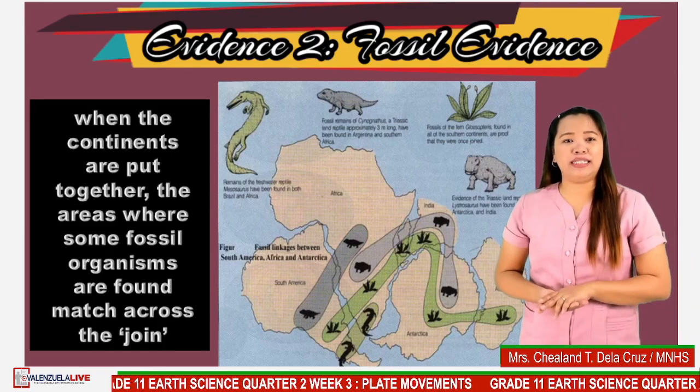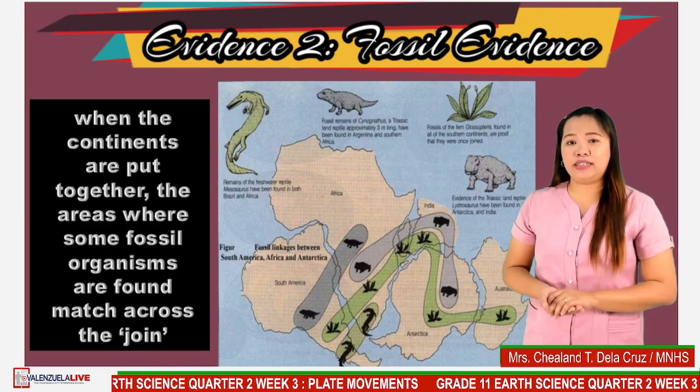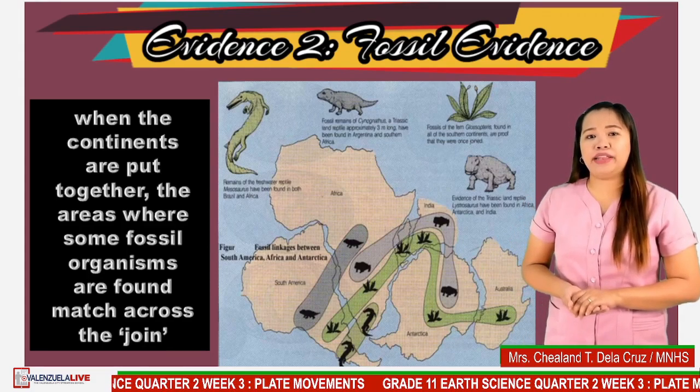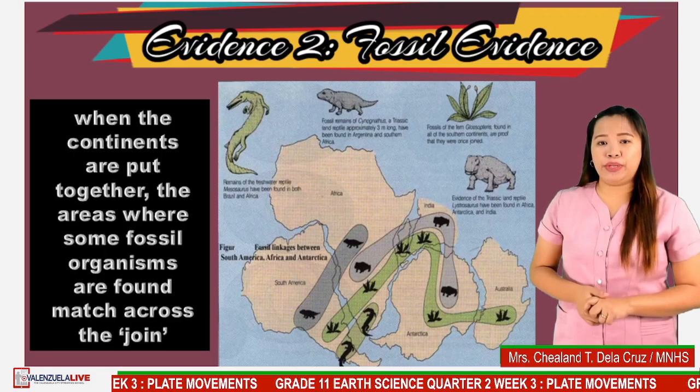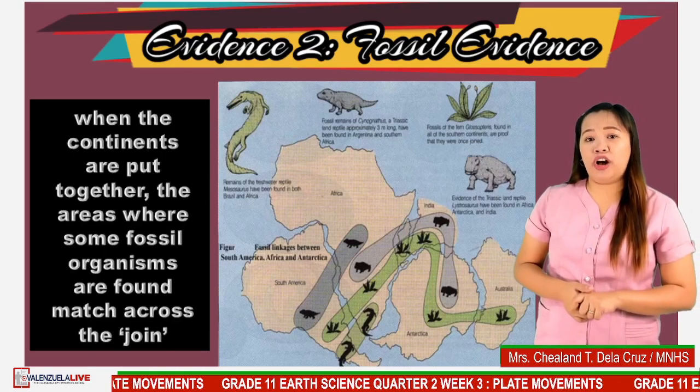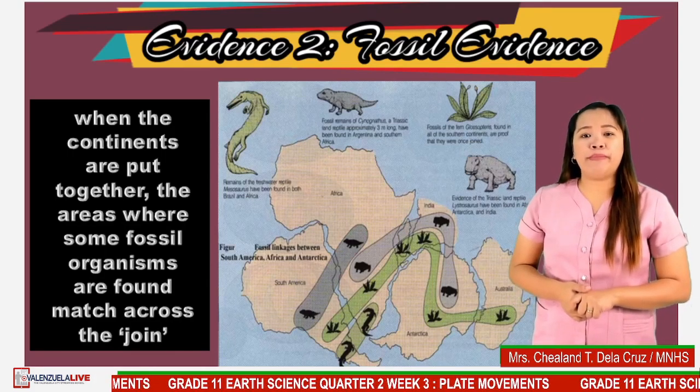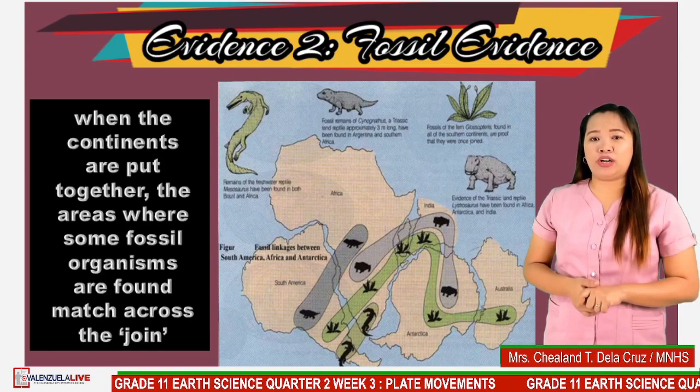According to scientists, this finding suggests that South America and Africa were connected during the early Permian period, since it would have been physiologically impossible for Mesosaurus to swim between continents.